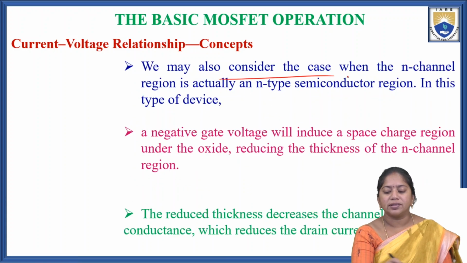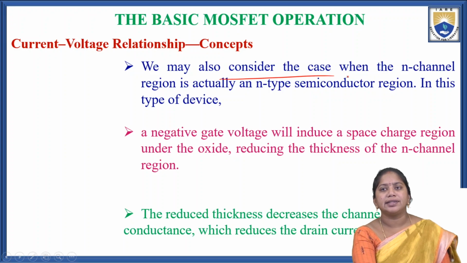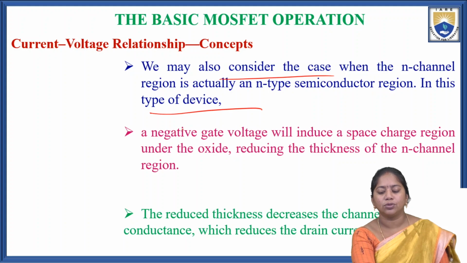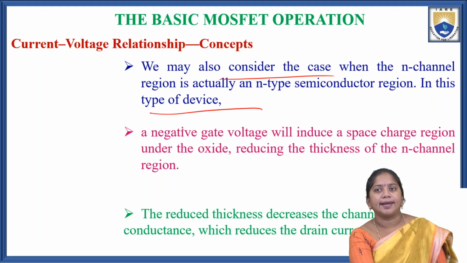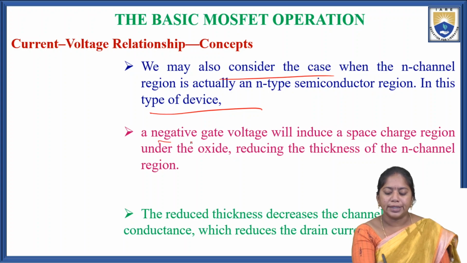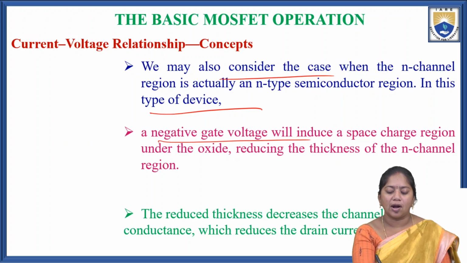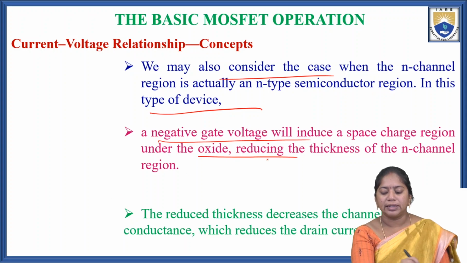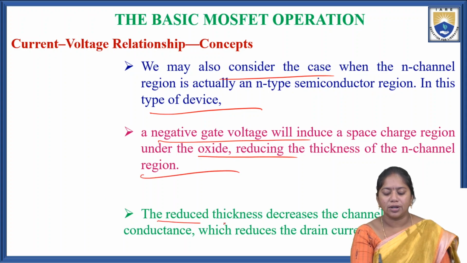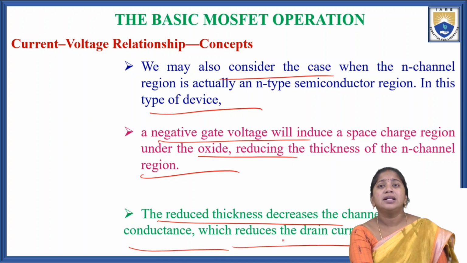We may also consider the case when the n-channel region is actually an n-type semiconductor region in this type of device. A negative gate voltage will induce a space charge region under the oxide, reducing the thickness of the n-channel region. The reduced thickness decreases the channel conductance, which reduces the drain current.